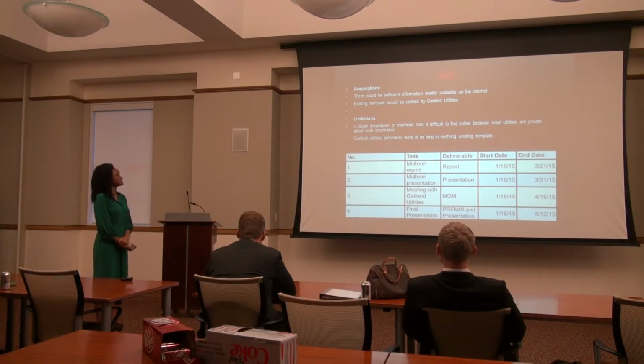So I was highly limited by the amount of data I got online. I could hardly get any proper cost breakdown. It was just general comparisons. It was so difficult. And the Garland utility company, they weren't very friendly when it came to releasing their information. They were like, oh, well, you can ask us what you want to ask us for. We're not going to hand you any template or anything of that sort.